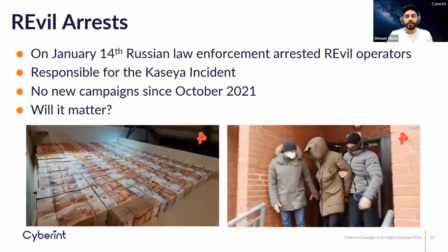So the group was dying pretty much from October 2021 up until now. And at the end of the day, on the 14th of January, as I already said, the remains, I guess, were arrested, and pretty much the big group went down. Now, we asked ourselves the question: will it matter? Would it matter when it comes to the ransomware industry? Would it matter when it comes to other groups?